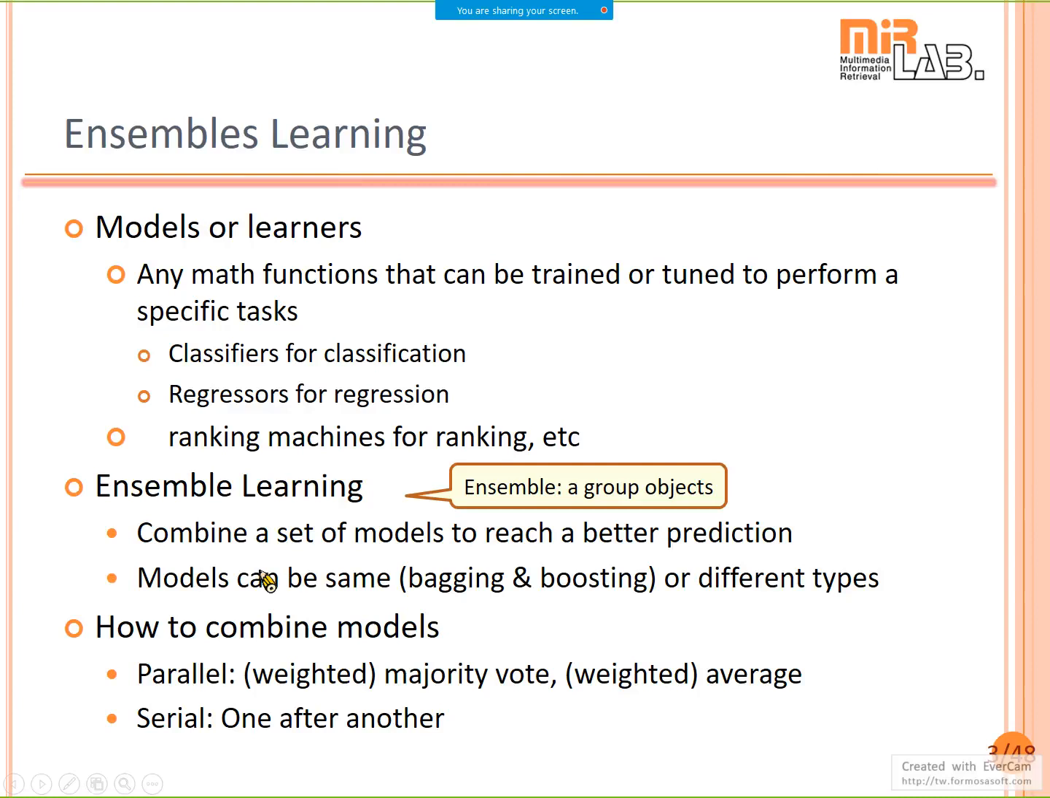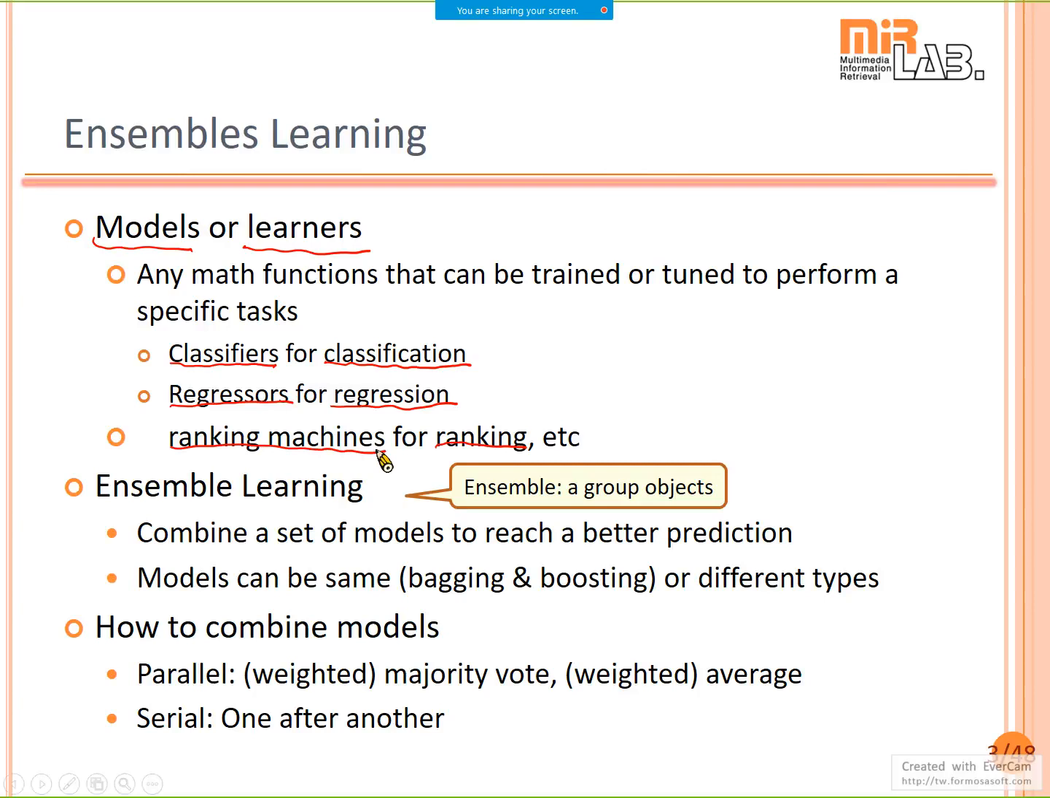So first, ensemble learning. In this talk, I'm going to use either a model or a learner to represent any math function that can be trained or tuned to perform a specific task. In particular, if we have a task of classification, then the model or learner is a classifier. If it's for regression, then the model or learner will be a regressor. On the other hand, you can also use it for ranking. Then we have the so-called ranking machine.